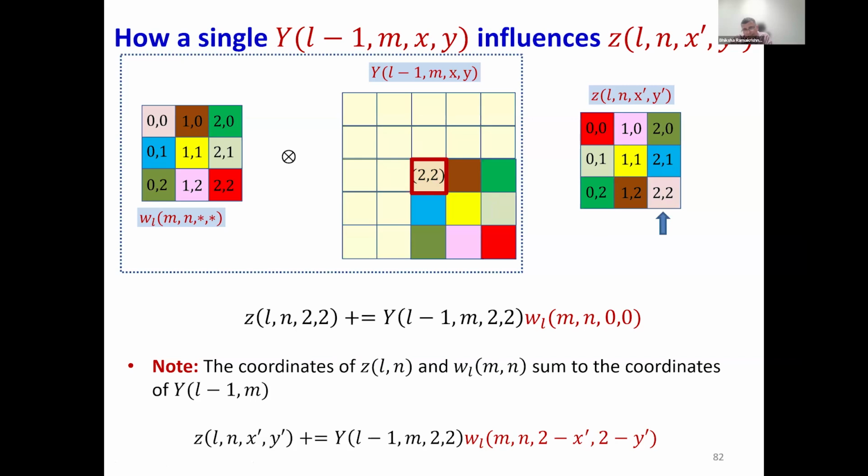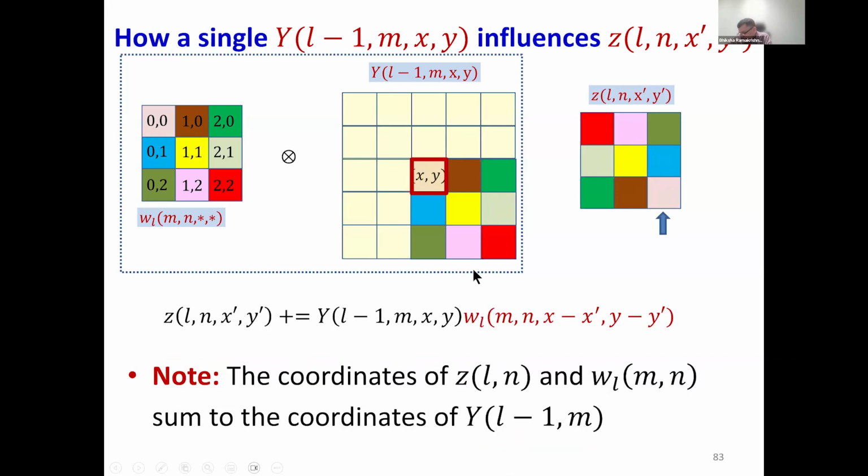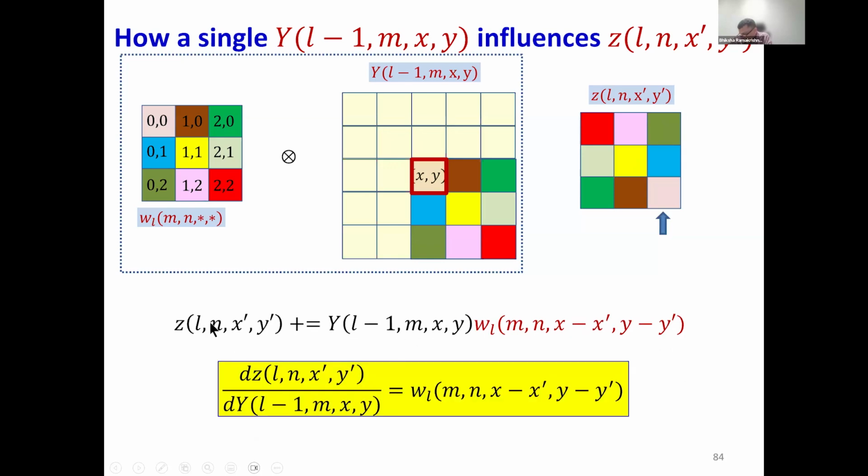There's nothing special about Y22, so I can write a general equation. For any Y at x, y, Z at x prime, y prime is Y at x, y times W of x minus x prime, y minus y prime. In other words, the index of the Z and the index of the W will sum to give you the index of the Y. So this means that the derivative of Z at x prime, y prime with respect to Y at x, y is simply going to be the filter value at x minus x prime, y minus y prime. This making sense?